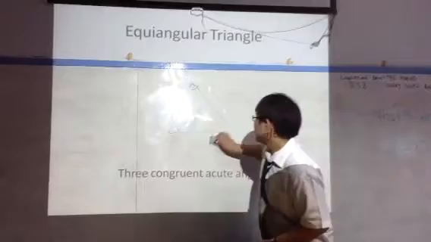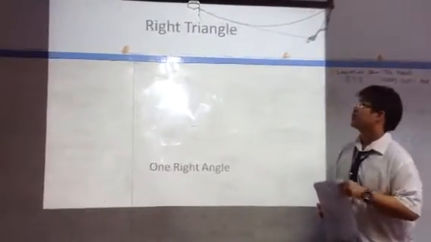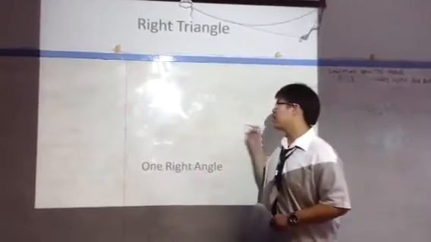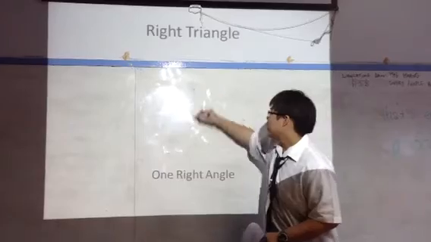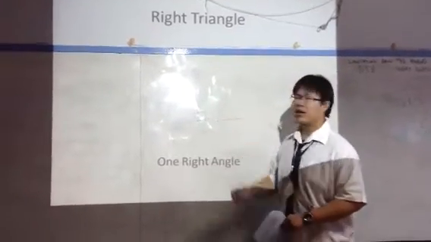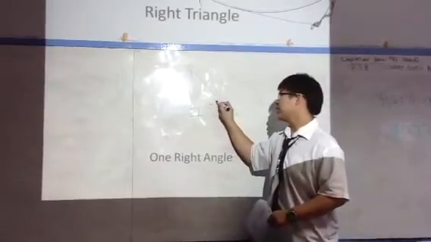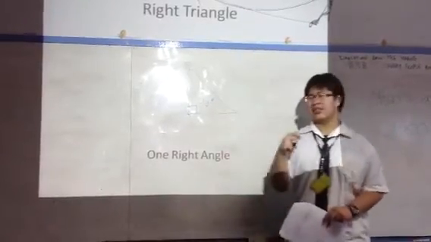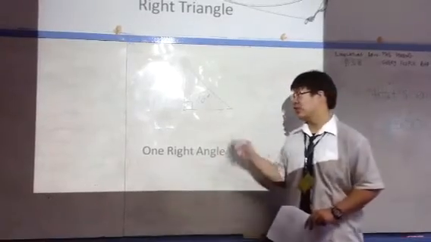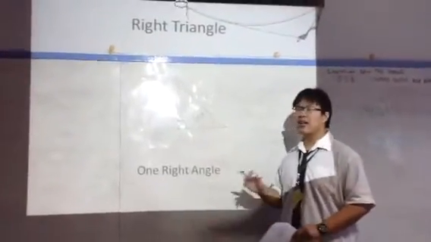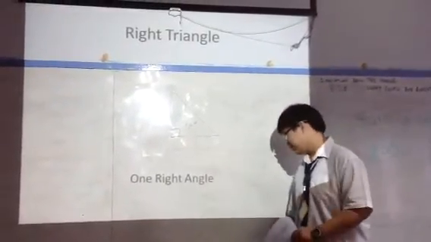So, the next type of triangle would be a right triangle. Now, a right angle, as I previously said, is an angle that has 90 degrees. So, take that 90-degree angle, add one more line, and we have a right triangle. You can only have one right angle in a triangle, and I will tell you more about this. But any triangle with a right angle, we could call a right triangle.